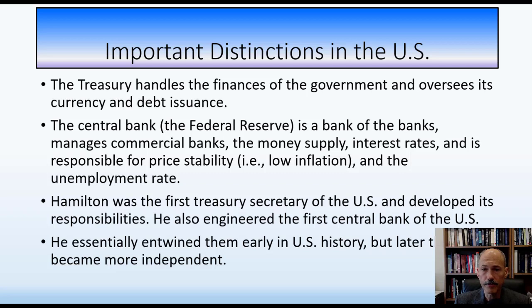Now, Hamilton was the first Treasury Secretary of the U.S. and developed its responsibilities. He also engineered the first central bank. So what he did in the very beginning of this country was he commingled and entangled the two. And eventually we sorted that out so that there would be a more independent U.S. Treasury and, more importantly, an independent central bank, another topic that we're going to hit later on in this course.